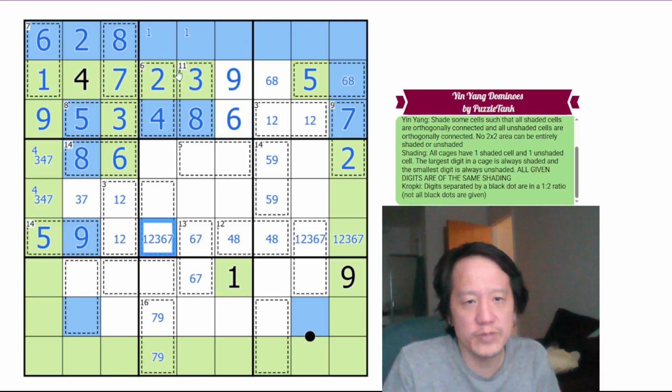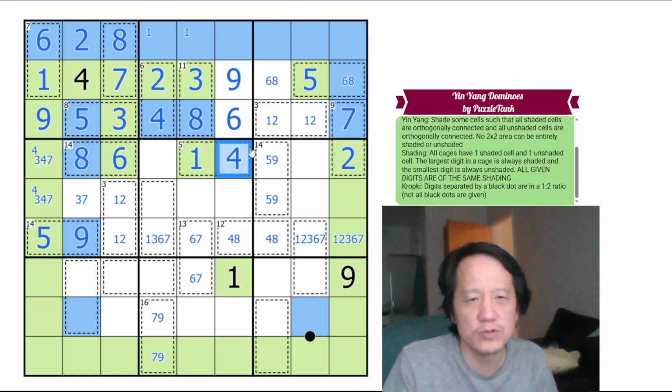Okay, so this can't be 2 because of the 2 in the column. This can't be 2 and 3. It must be 1 and 4. So this is 1 and this is 4. 1 is the smaller one and is unshaded. So this must be blue since you can't have cross diagonals of different sets. This must be a blue.